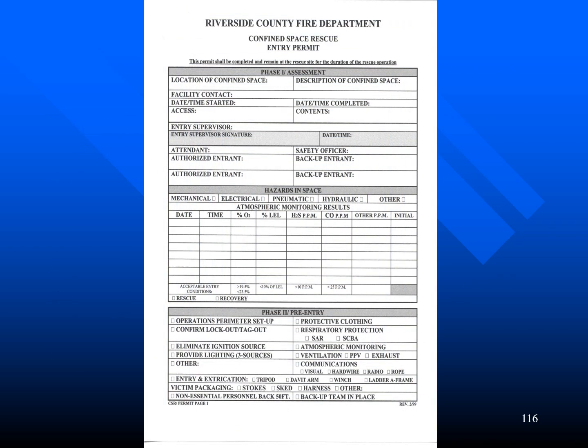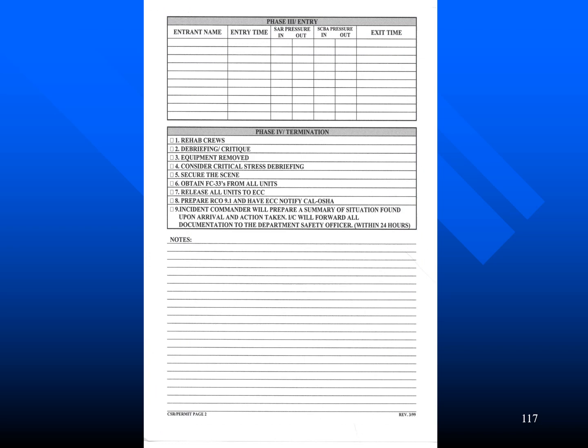Here's an example that I took off of CAL FIRE's website of a confined space entry permit. This would be page 1 of the permit. And again, if you want to look at it in more detail, you can look at it in the lecture notes. This is page 2 of the permit.